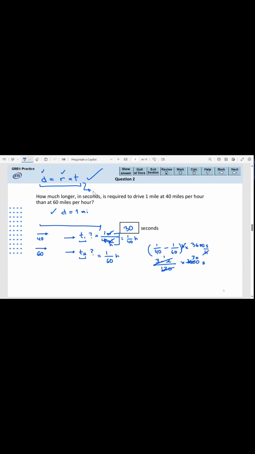This implies that time equals distance over speed, or rate. And then it's simply a difference of those times that we need, but in seconds, not in hours. So always keep track also of the units provided for the different quantities.